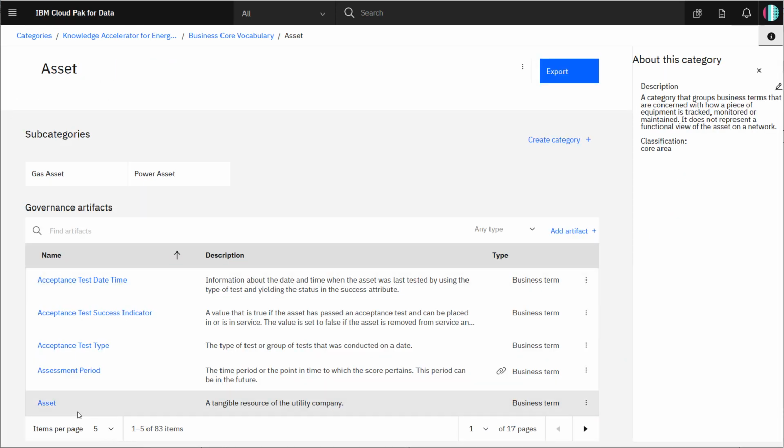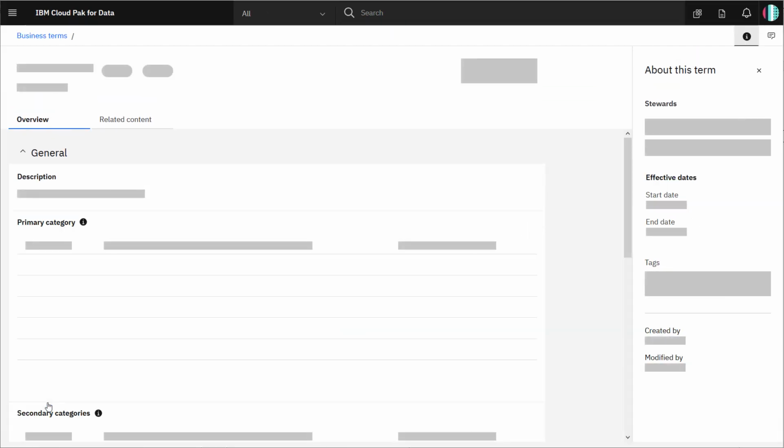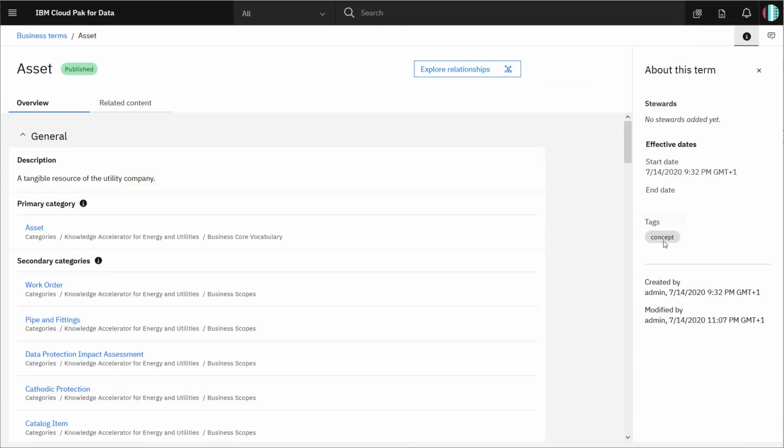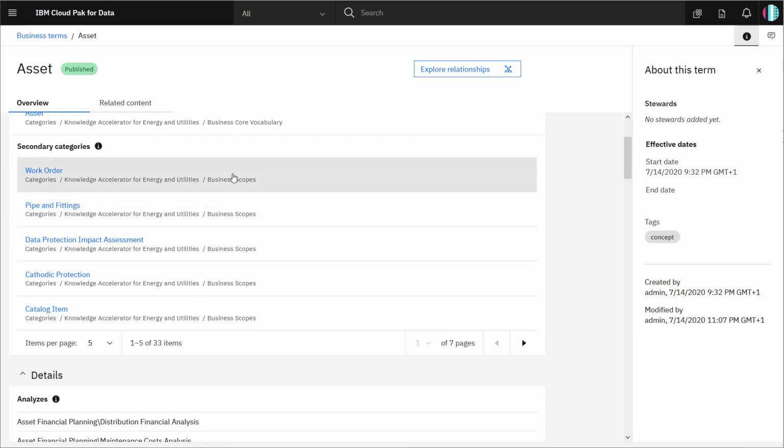Let's look at the characteristics of the asset term and its relationships to other terms. This is a concept term indicated by its tag and classification. A concept can have property terms and relationships to other concept terms. A term can only be in one primary category, which helps to provide immediate context to a term. But a term can be referenced in multiple secondary categories. In this case, there are 33 business scopes that the term is relevant to.